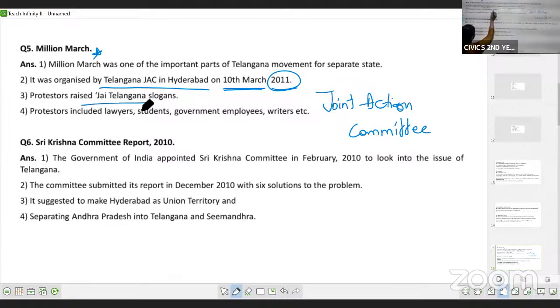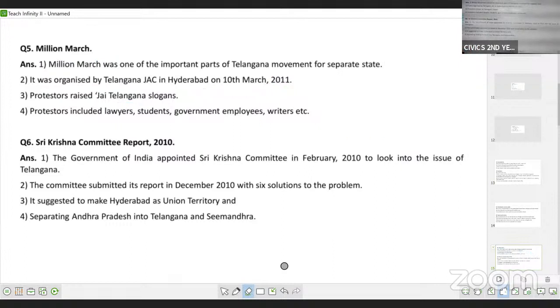The participants of this Million March raised the slogan of Jai Telangana. The protesters included lawyers, students, government employees, writers, people from different walks of life, different sections of the society, who participated in this movement. That is Million March. 1 million people assembled at Tankbund. Another repeated question.